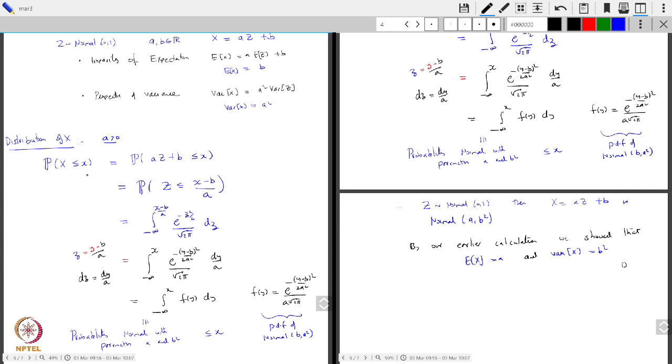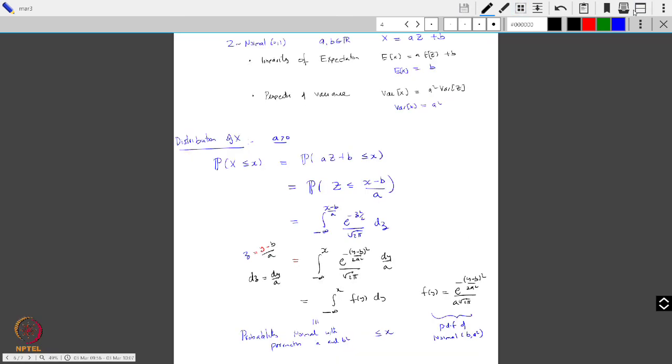So that kind of concludes the discussion on normal. I have to do one calculation, and I will just sort of stop with that for the course in such a sense.